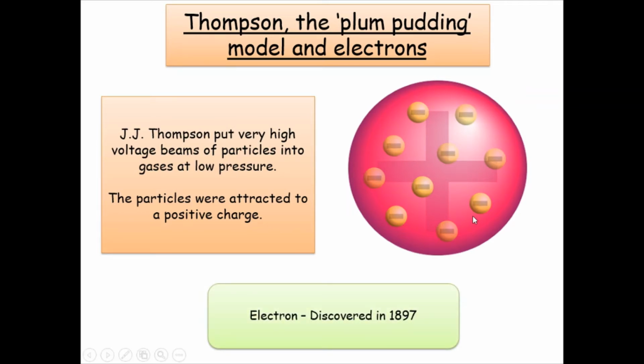You will be asked questions about the plum pudding model structure. You need to know that there's no empty space. So technically, nothing can go through this. There's also no nucleus, if you notice, because the whole atom is positively charged with electrons dotted around.